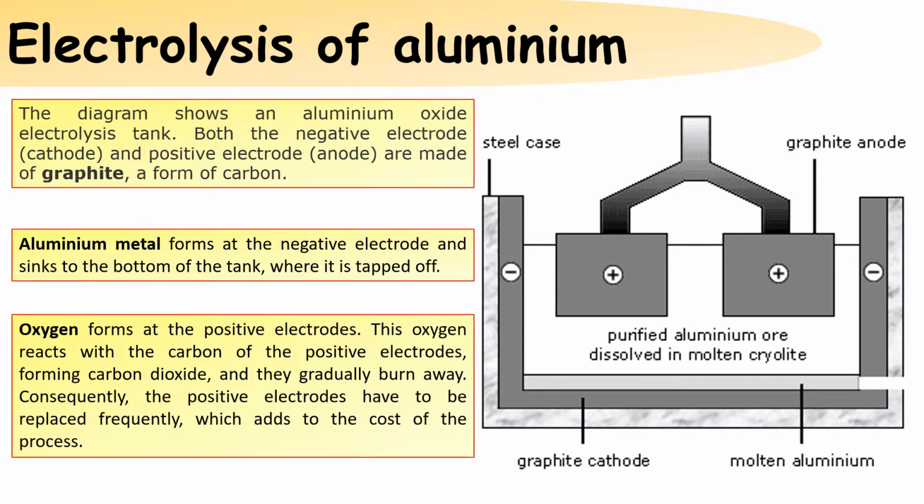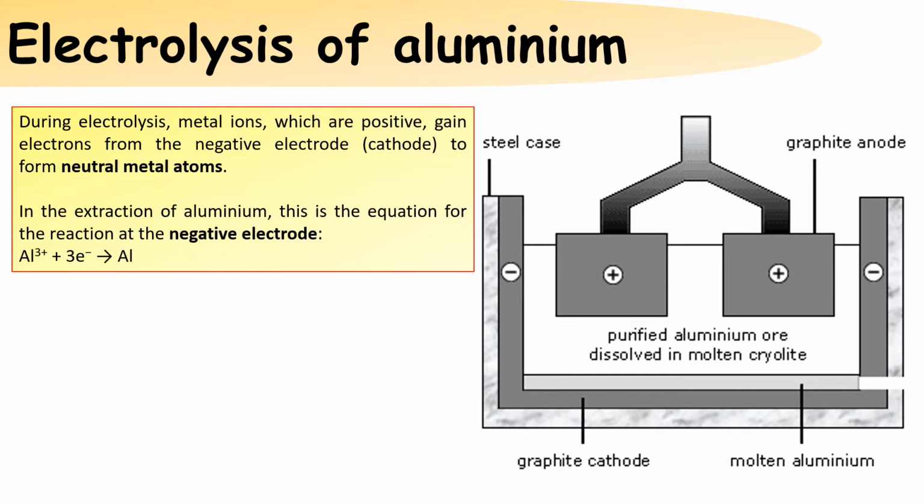Oxygen forms at the positive electrodes. The oxygen reacts with the carbon of the positive electrodes, forming carbon dioxide, and they gradually burn away. Consequently, the positive electrodes have to be replaced frequently. When the oxide ions move towards the positive electrodes, they lose 2 electrons when they form oxygen gas.